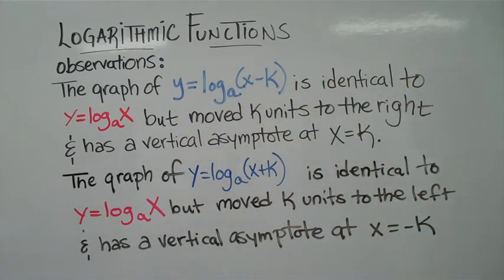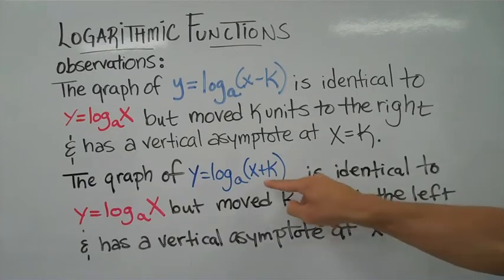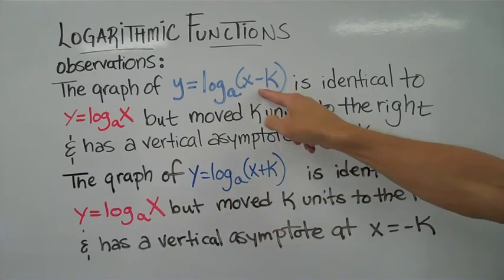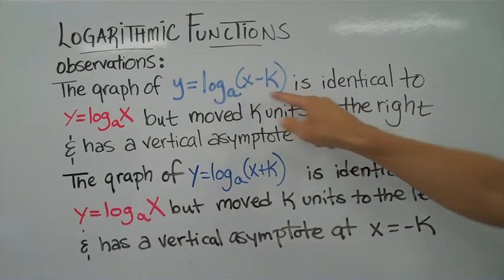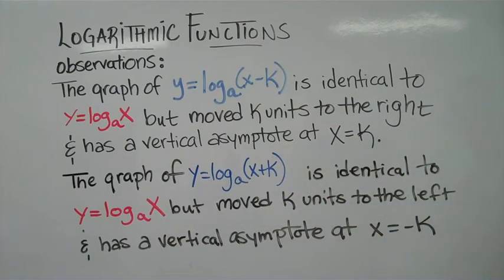And the graph of y equals log base a of (x plus k), again k is positive, is identical to y equals log base a of x, but moved k units to the left. We're adding k, moving to the left. We're subtracting k, we move to the right. If it's associated with x in parentheses, it's the opposite of what you would guess. It has a vertical asymptote of x equals negative k.